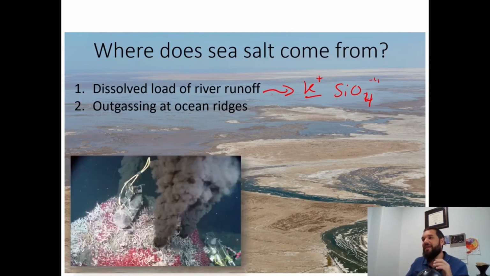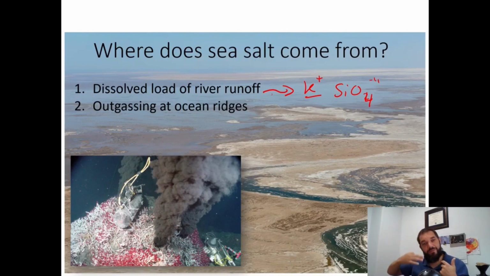Okay, the second source is mid-ocean ridges. From the ocean floor lecture, the last lecture, you know that there are these mid-ocean ridges, right? At the mid-ocean ridges, there's a lot of hydrothermal activity because there's a lot of volcanism, right? You remember that from the last lecture. There's a lot of volcanism. There's a lot of hydrothermal activity.